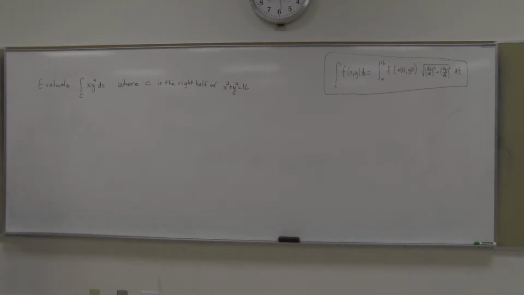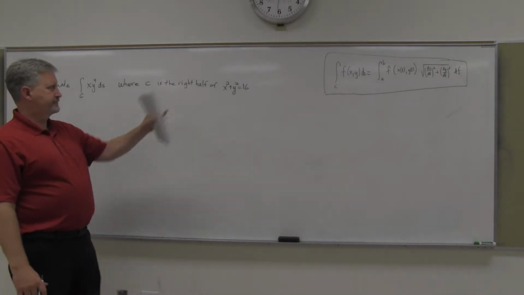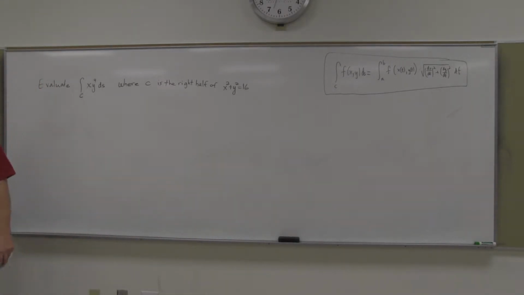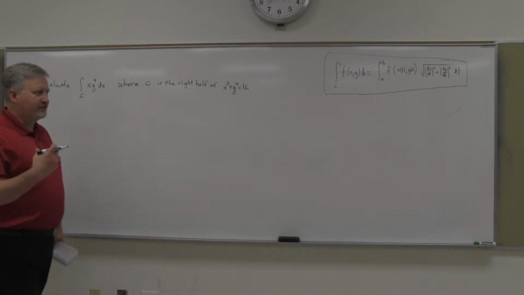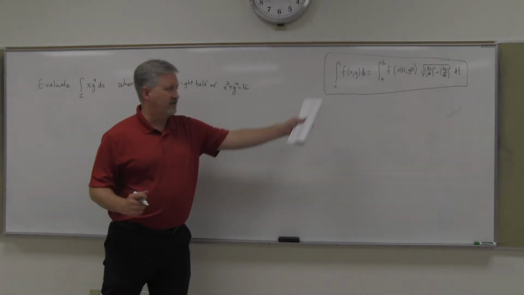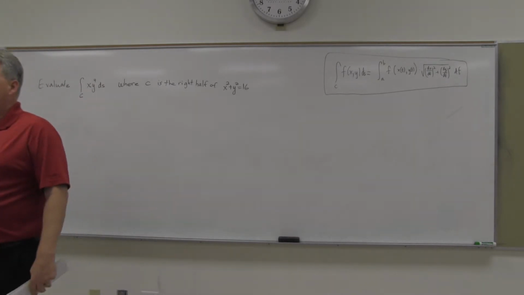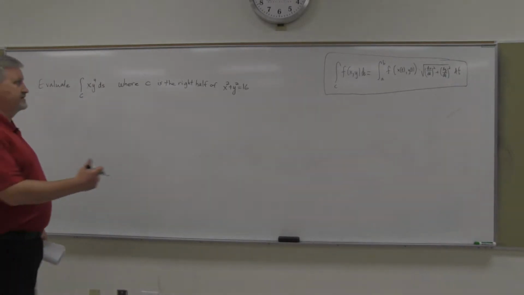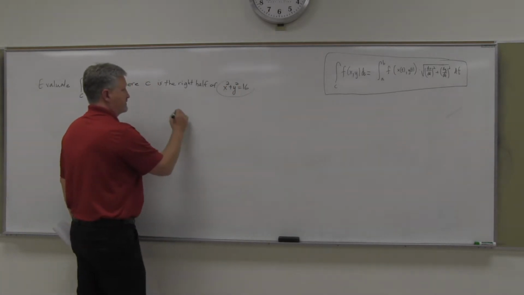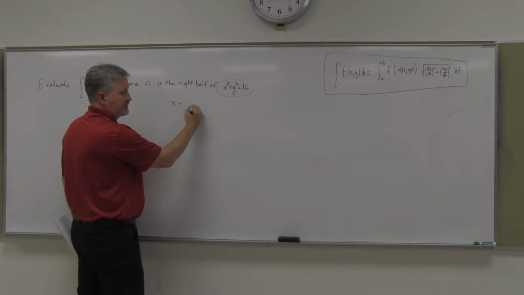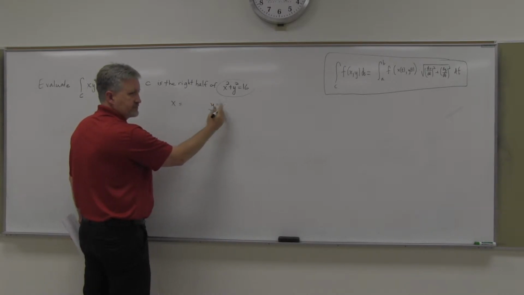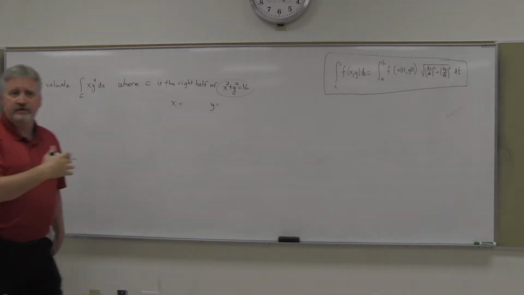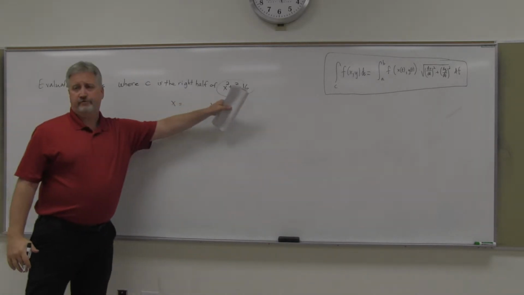Okay, so we've been dealing with semicircles a little bit, but this is a little different because to integrate this line integral, I need a parametric form of this. In other words, x equals some function of t, y equals some function of t. All right, you with me? So I need to parameterize this.